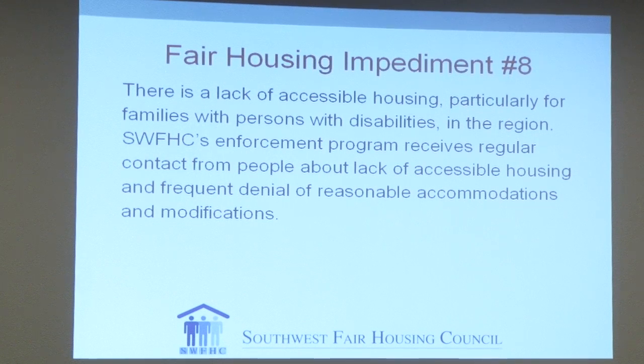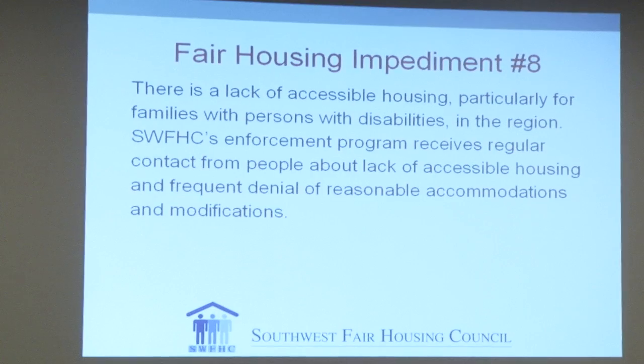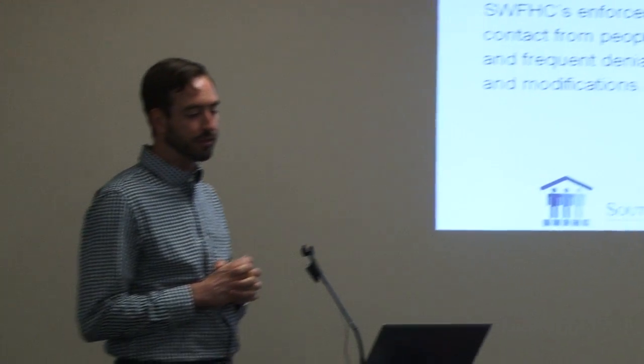So as I mentioned, the analysis of impediments, or the AI, ends up identifying fair housing impediments. Fair housing impediment number 8 in the AI, which as I mentioned and want to mention again, is currently available for public comment. It's on the county's website. I can also get you a copy if you would like to look at it in more detail and provide comments during this period. But the current draft, fair housing impediment number 8, states that there's a lack of accessible housing, particularly for families with persons with disabilities in the region.